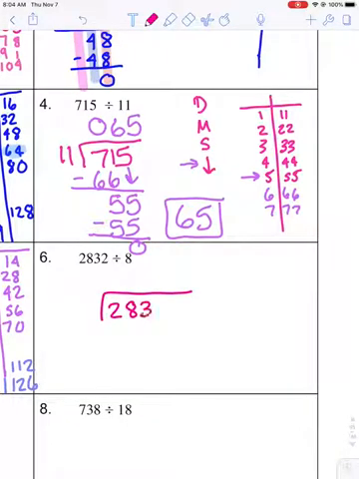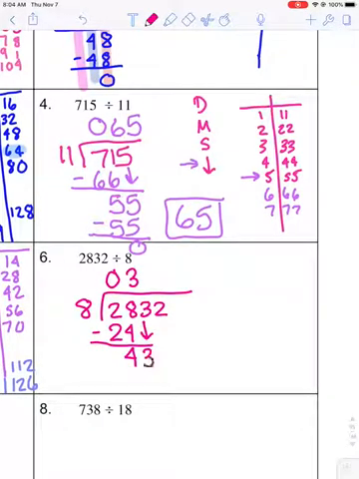So I have 2,832 divided by 8. 8 does not go into 2. 8 does go into 28 3 times. 8 times 3 is 24. Subtract, and you get 4. Now I need to go to the next column and bring down my 3. 8 goes into 43 5 times. 8 times 5 is 40. Subtract, you get 3. Bring down the 2.